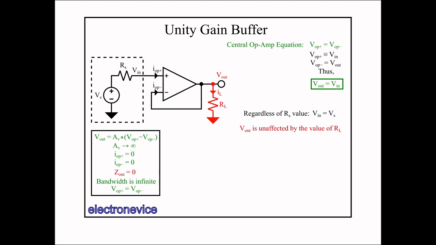Oftentimes, sensors already output a high enough voltage to use in subsequent circuitry, and so they don't need any voltage gain. All that needs to be done is to buffer that voltage with a circuit that generates a low output impedance version of that voltage so that it can drive the subsequent loads. This is where the unity gain buffer shines.